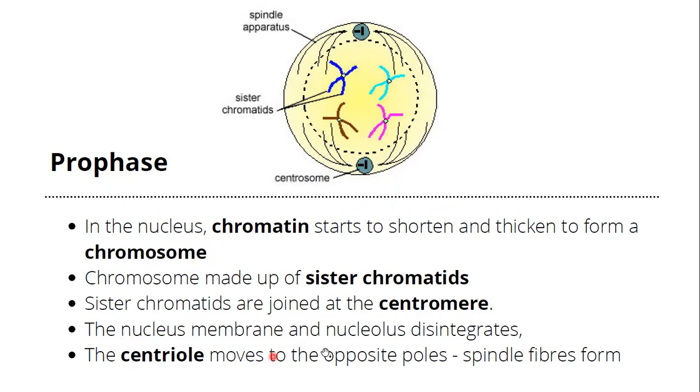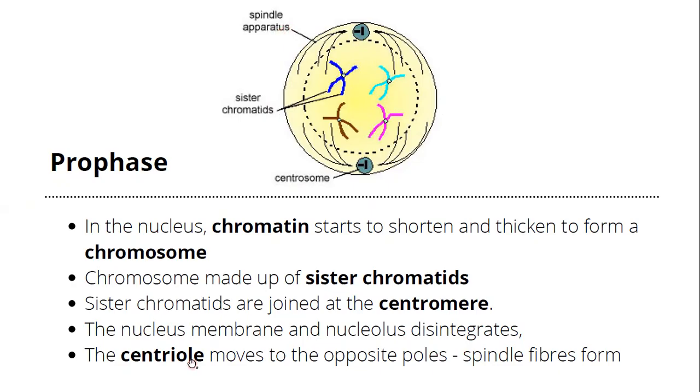And then the nucleus membrane and also the nucleolus are going to disintegrate. The components of the nucleus are a membrane and a nucleolus, which is inside the nucleus. Both of these, at the phase of prophase, are going to disintegrate, or in other words, disappear. And then another important cell component in animal cells is centrioles. The centrioles will go to the opposite sides, okay? And then they will form spindle fibers or spindle apparatus, which is essential for our cell division.